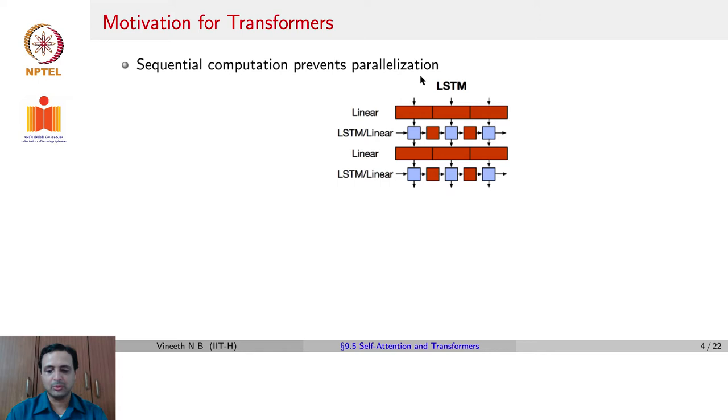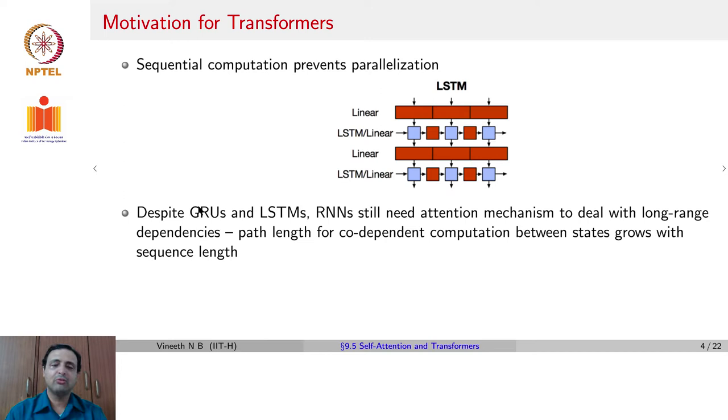Further, despite the availability of GRUs and LSTMs, RNNs can only maintain information for a limited period of time. If you have a very long time series data, for example, a chapter of a book, will an RNN, or a GRU or an LSTM hold the information for a very long time series? Possibly not. Even in that scenario, one perhaps needs attention to focus on the right part of the previous content.